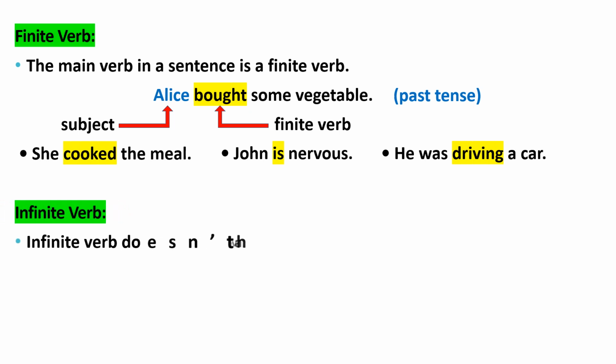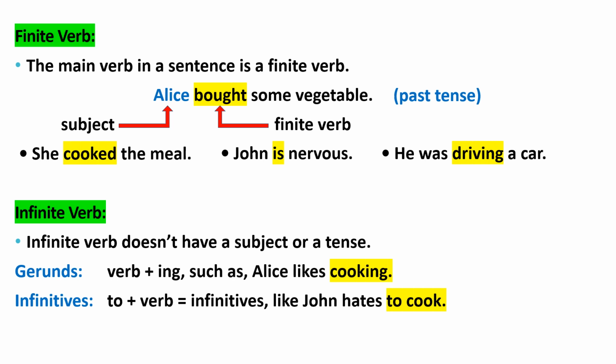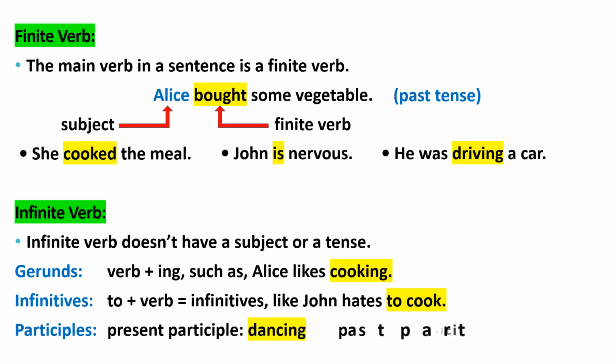Infinite verb. Infinite verbs contrast with the finite verbs. Infinite verb doesn't have a subject or a tense. There are three types of infinite verbs. 1. Gerunds. They are formed from verbs by adding ing at the end, such as Alice likes cooking. In this sentence, likes is finite and cooking is gerund. 2. Infinitives. To plus verb is equal to infinitives, like John hates to cook. Here, hates is finite and to cook is infinitive. 3. Participles. There are two types of participles: present participles such as dancing and past participles such as broken.